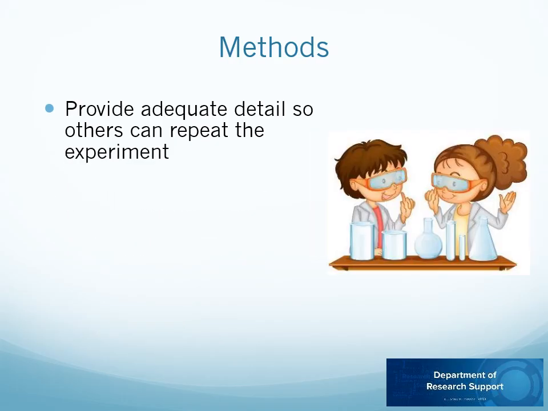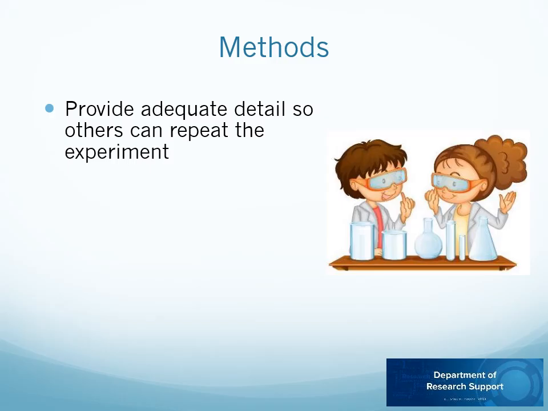The next section of the manuscript is the methods. The purpose of this section is to inform the reader about what you did in your study. Therefore, you need to provide your readers with enough detail so they can understand what you did and evaluate the scientific merit of your study.